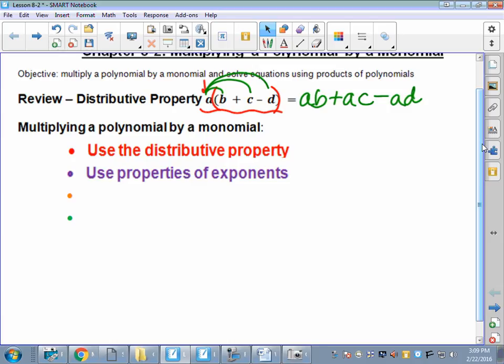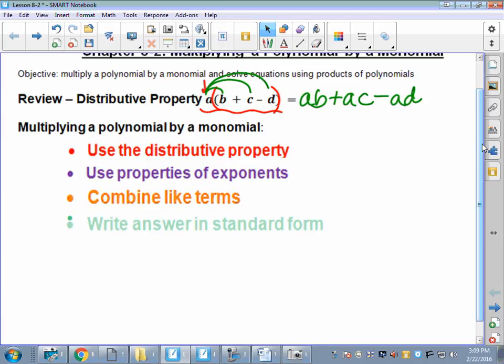Use your property of exponents, like x times x is x to the second power. When you're all done, combine like terms if you've got them. And I'm going to say this a lot: write your answer in standard form, which remember is descending power of the degrees. So highest degree first, smallest degree last.